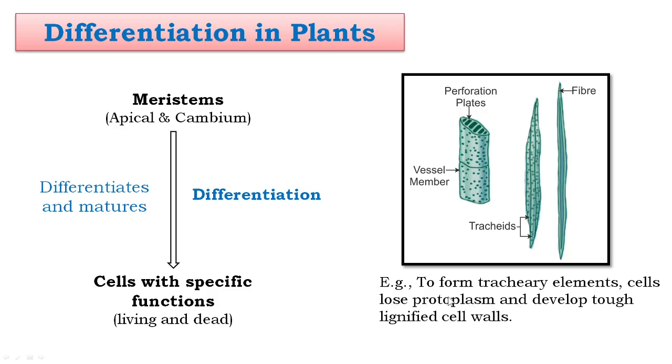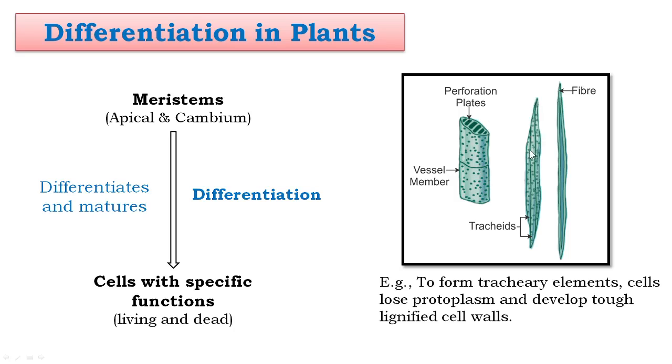Cytoplasm, cell membrane, the cell... the cytoplasm and everything inside is called protoplasm. So the meristematic cell loses its protoplasm and then it develops a very tough lignified cell wall. The cell wall has a lot of lignin content, and the cell becomes tough and elongated. Okay, so then it becomes a tracheary element or tracheates, under special conditions.